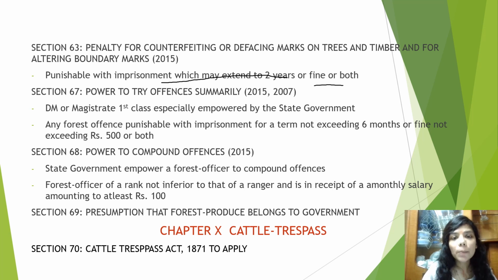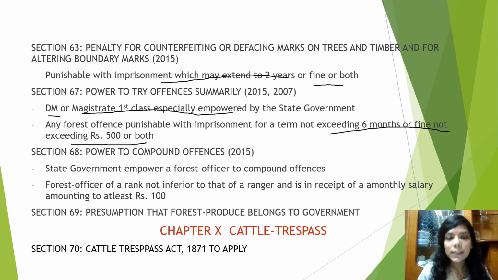Section 67, power to try offences summarily. Very very important section. The officials which have this power to try the offences summarily are DM and magistrate first class, which has been specially empowered by the state government. Any forest offence punishable with imprisonment for a term not exceeding 6 months or fine not exceeding rupees 500 or both. Section 68, power to compound offences.